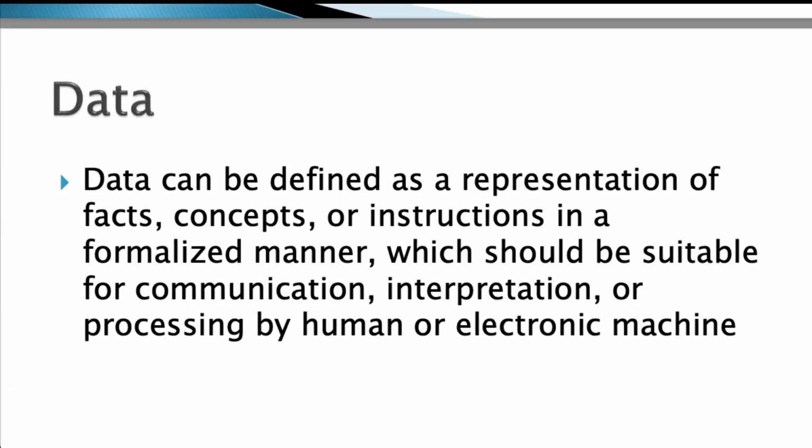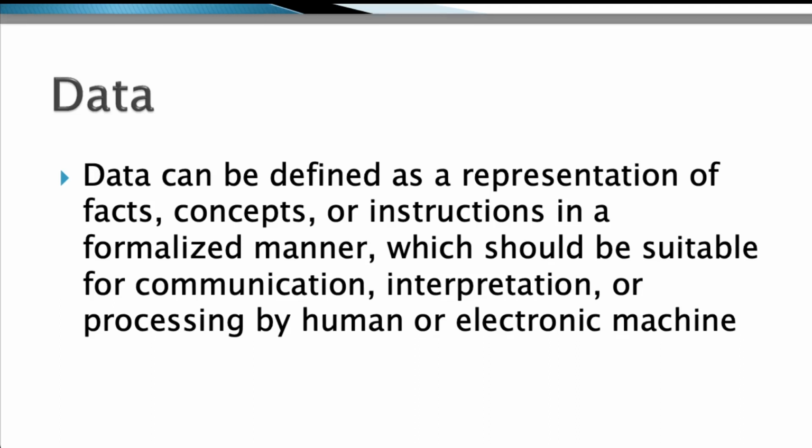So what is data? Data is nothing but a representation of facts, concepts, or instructions that are written in a very formal manner. And data is very helpful for communication, interpretation, and processing. This communication, interpretation, and processing needs to be done either by humans or by an electronic machine like a computer. And both humans and electronic machines need meaningful data to process and get the desired result. So that is the importance of data.